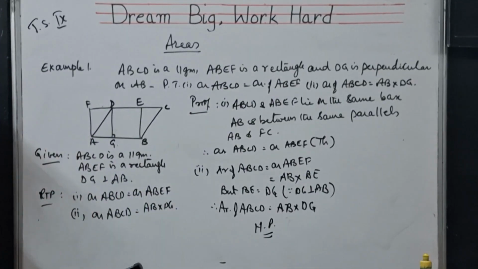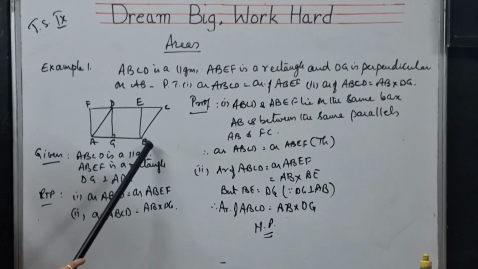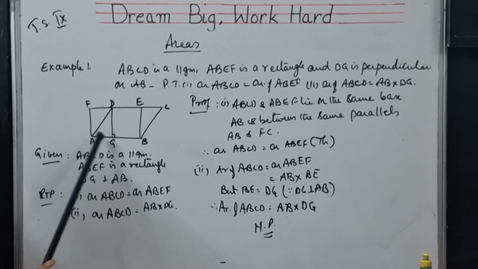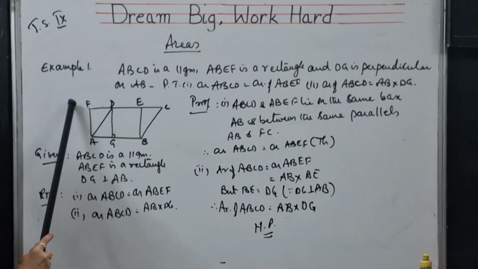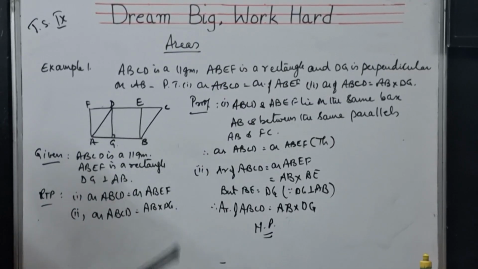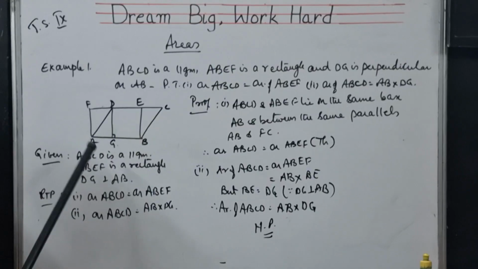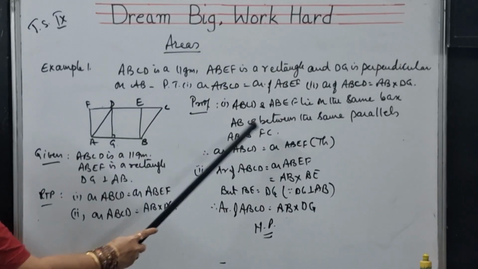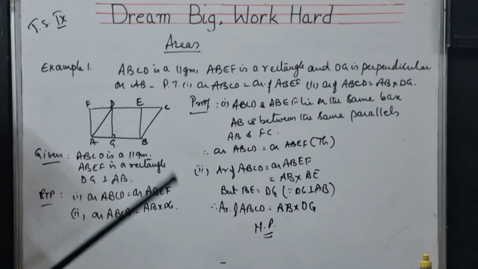So see, ABCD and ABEF lie on the same base AB and in between the same parallels AB and FC. Therefore, area of ABCD is equal to area of ABEF basing on the theorem, because rectangle is also considered as a parallelogram. Parallelograms lying on the same base and in between the same parallels are equal in area. So these two are equal in area. So first bit we have proved.